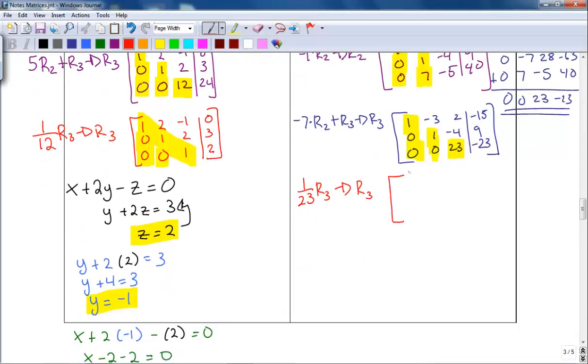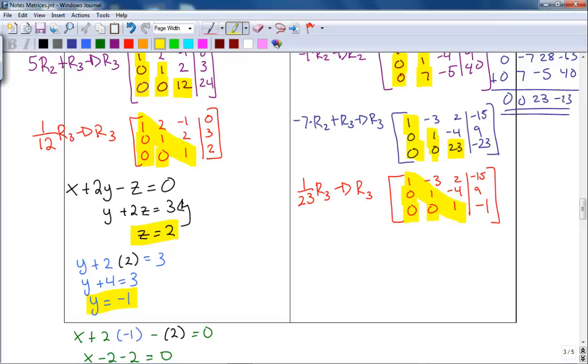So if we do that, the first row doesn't change. The second row again doesn't change. The last row, 0 times 1 over 23 becomes 0. 0 times 1 over 23 again stays 0. 23 times 1 over 23, again that's like dividing by 23, that gives a +1. And -23 times 1 over 23, again it's like dividing -23 by 23, gives me a -1. I am now in echelon form with my diagonal of 1s and 0s underneath.